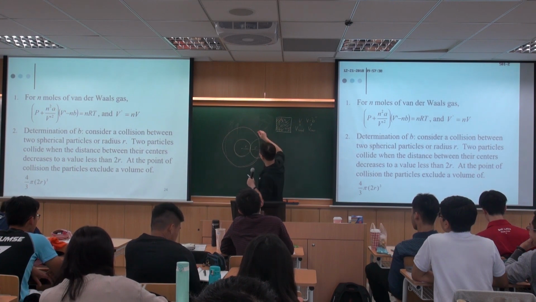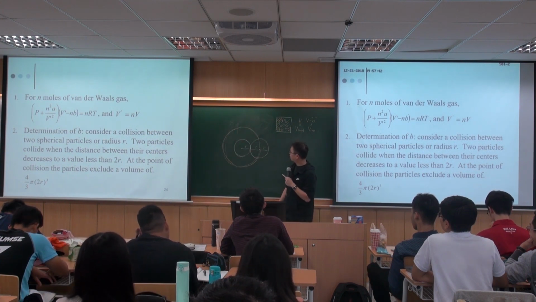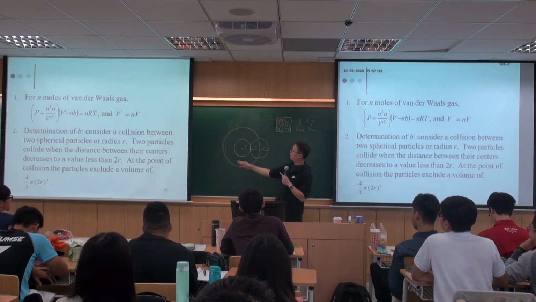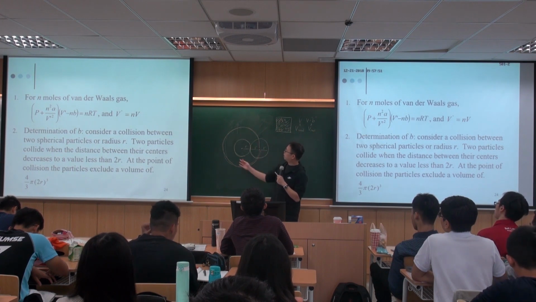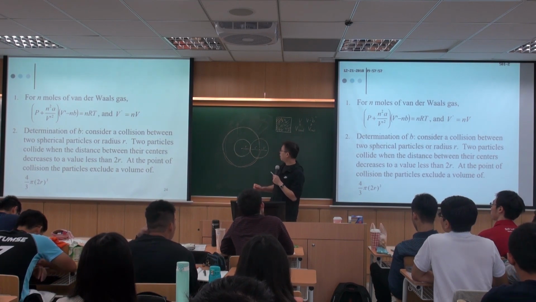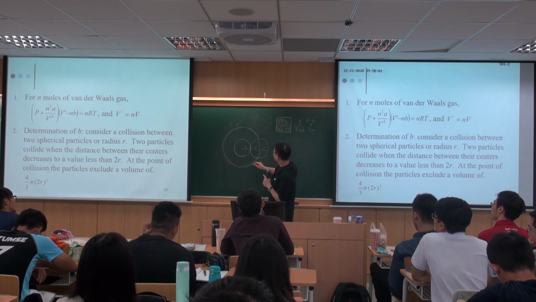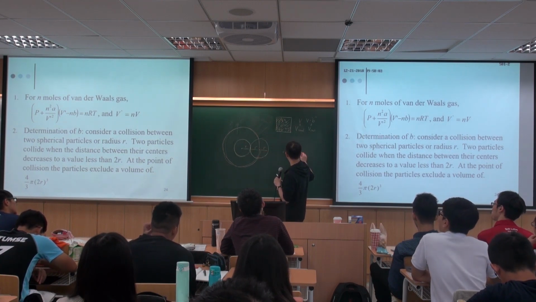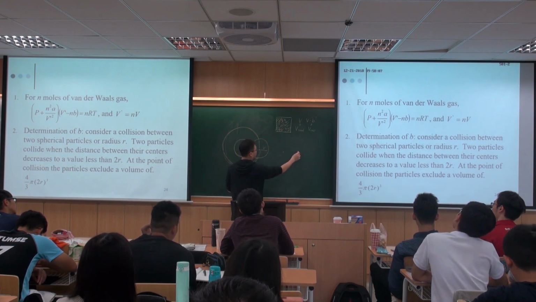This sphere, defined by this orange line, is the forbidden zone for the particles to move in. So this is the volume that has been excluded by considering a finite volume of the particle. Imagine that if originally these particles are just points, for instance, one point over here and one point over here, they are actually free to move around, right?